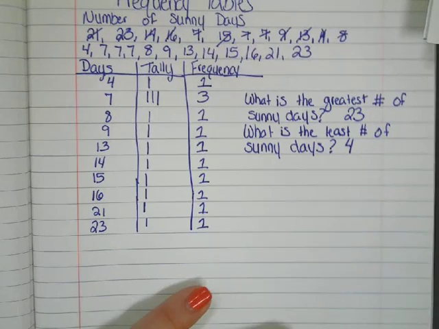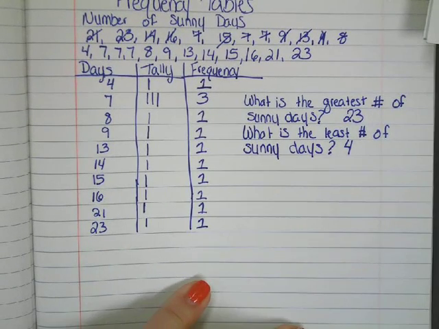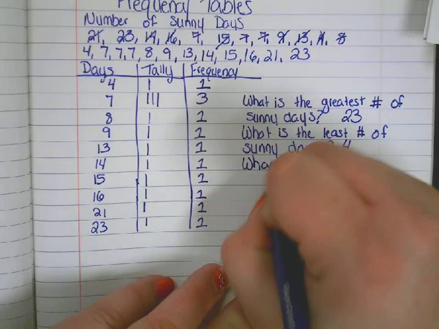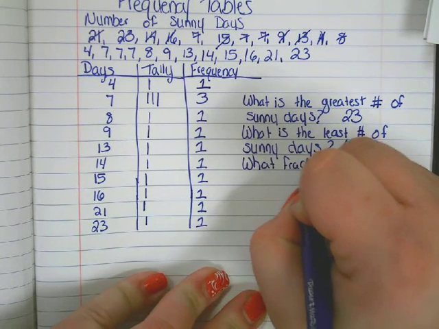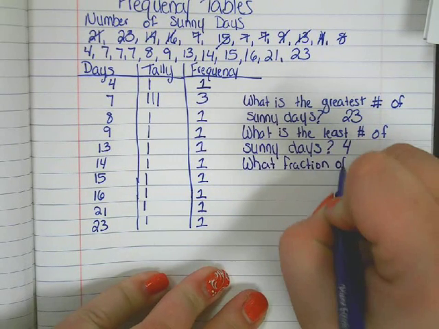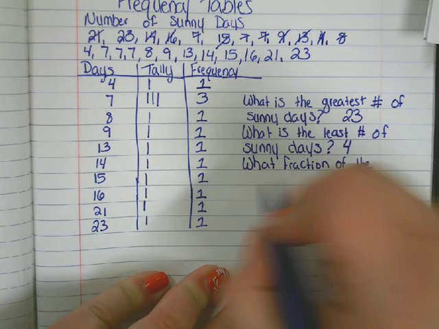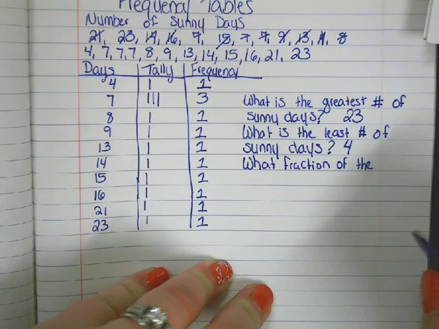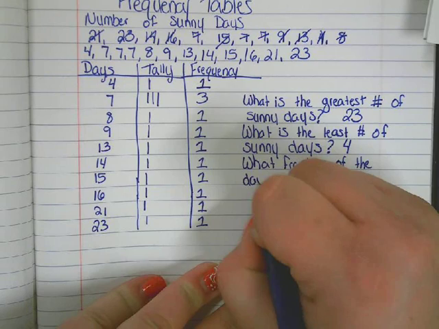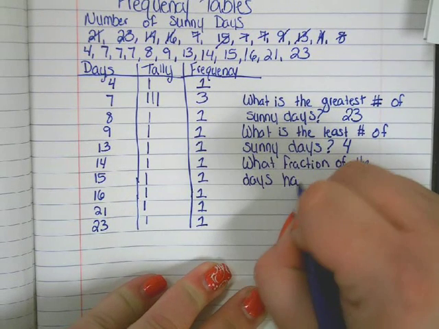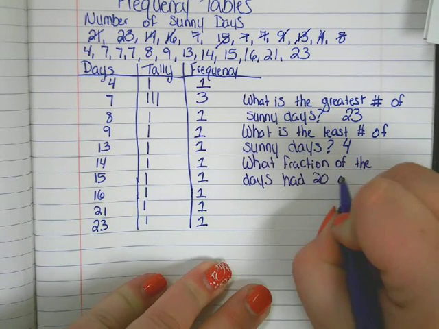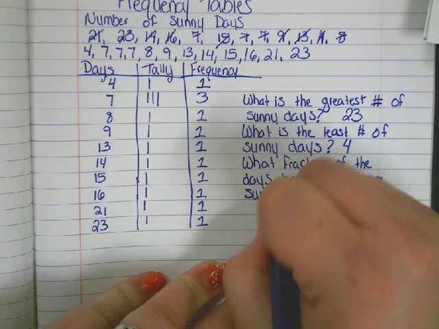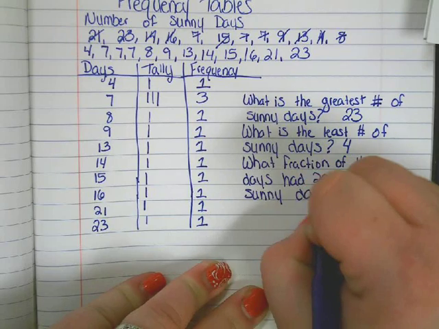This one's a little bit trickier. What fraction of the sunny days had 20 or more sunny days? That would be 2.